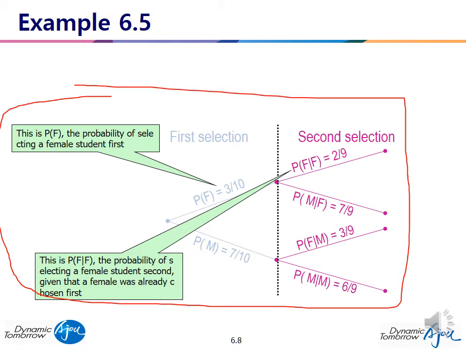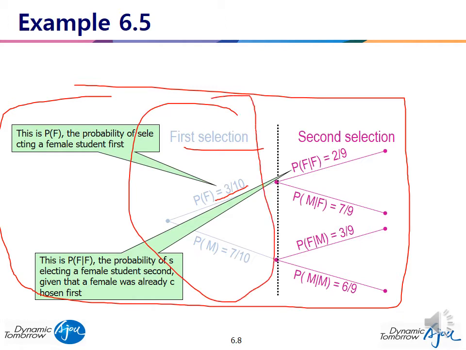So this figure is called a probability tree. First selection is 3 over 10. This is the first event. Then this part is called the second event. That is probability F. F means female, probability female. The probability of selecting a female student first is 3 over 10, first selection.